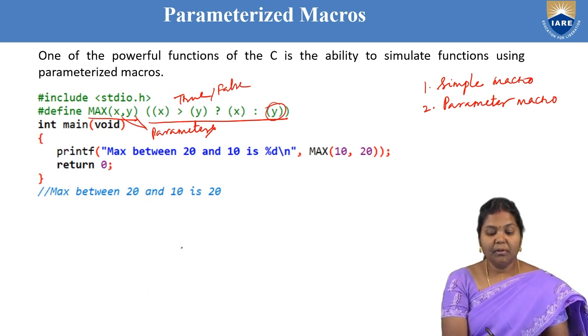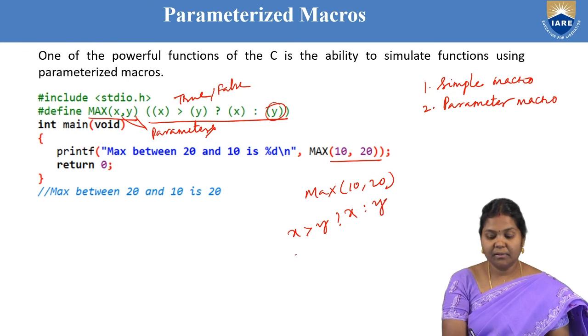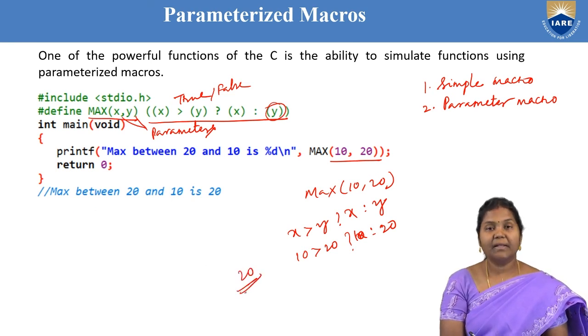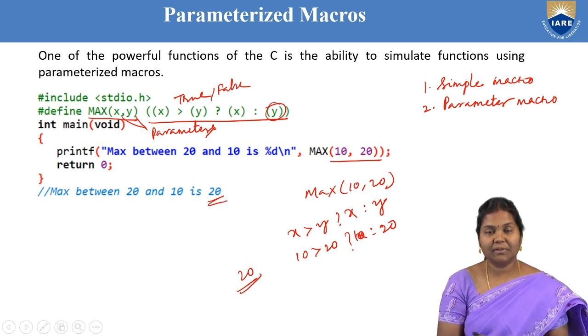Now suppose we are giving two numbers to this max macro: max(10, 20). What is the macro we have written there? If x is greater than y, then take x, otherwise take y. So is 10 greater than 20? It is false, so it will take the final value as 20. So the maximum number between 10 and 20 is 20. This is how parameterized macros are used.